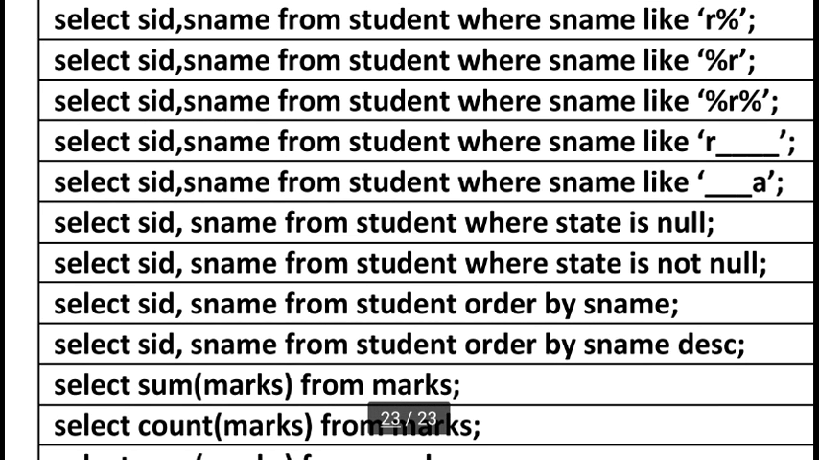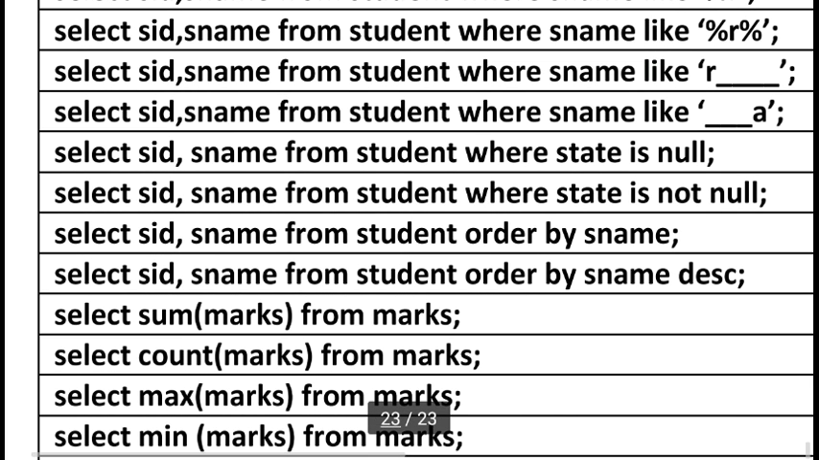Okay, suppose you want to see the blank or null data, so here I am using IS NULL. Always keep in mind, do not use is equal to or like for this, always use the IS keyword. So select SID, SNAME from student where state is null. Select SID, SNAME from student where state is not null. So without blank entries you can see the data.